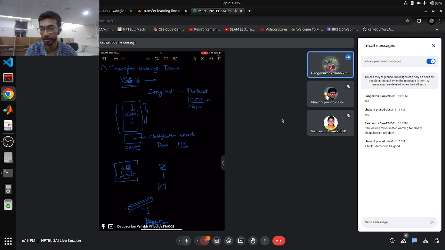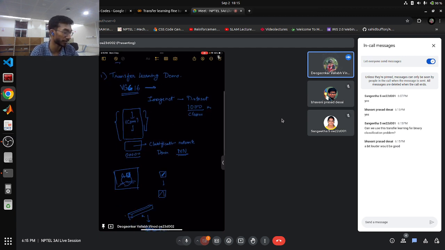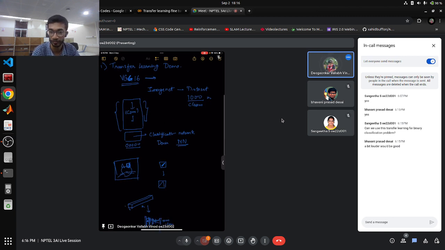So we have a question here. Can we use this transfer learning for a binary classification problem? Of course, yes. The transfer learning part will come a bit later, but right now I'm trying to explain the original VGG16 model architecture.